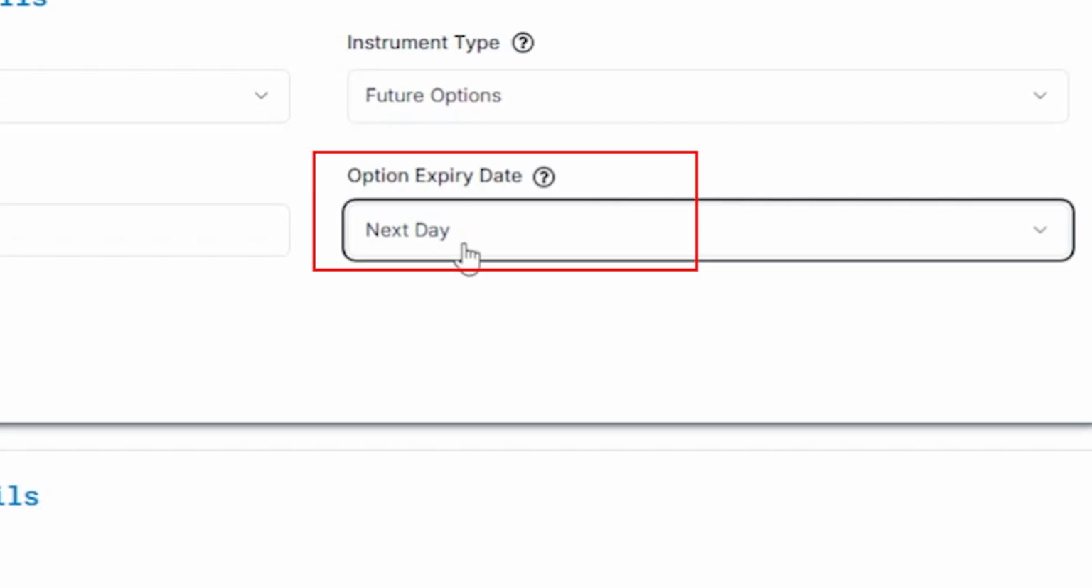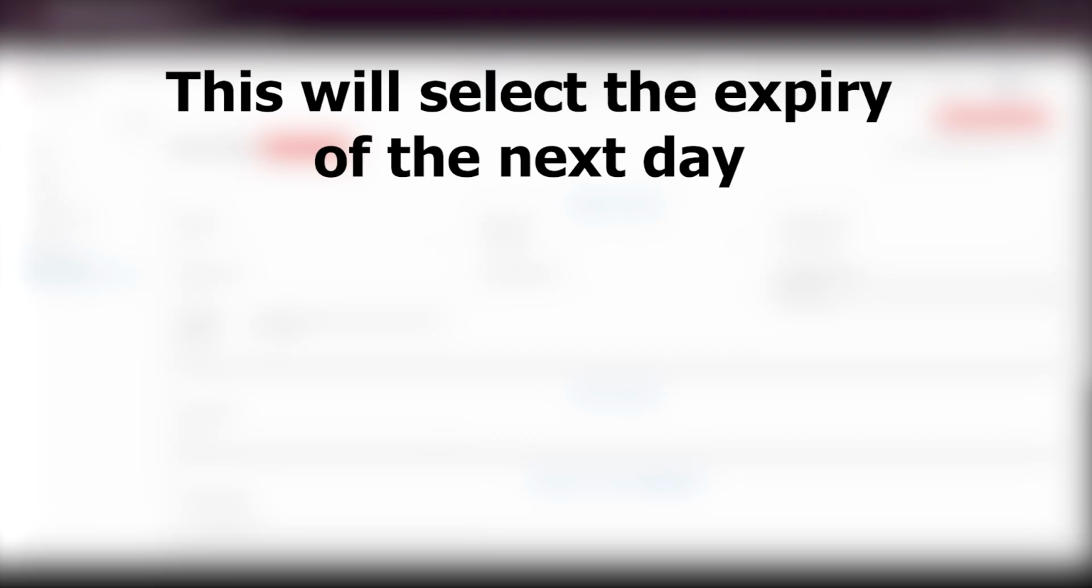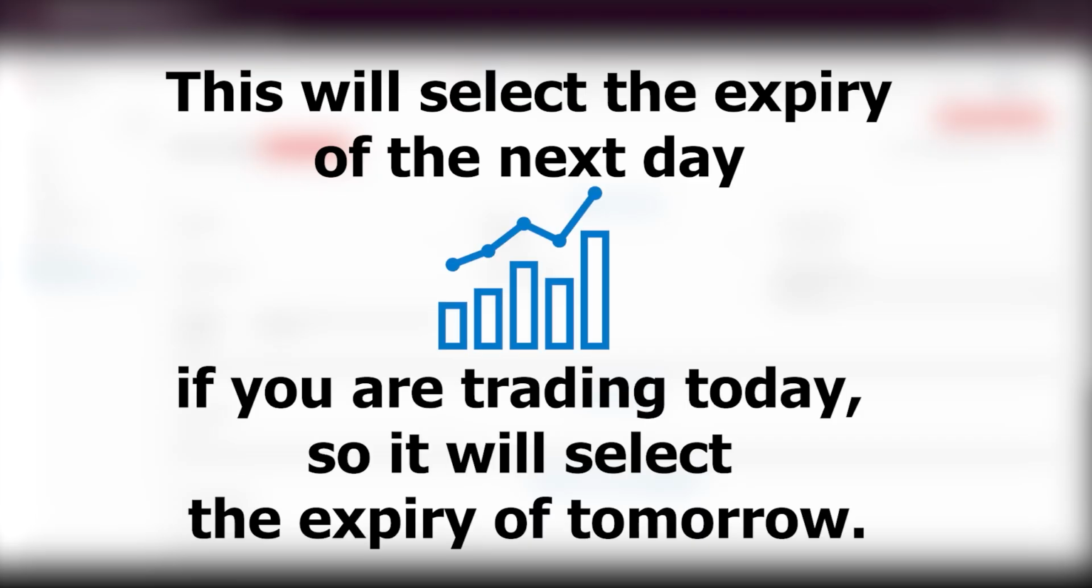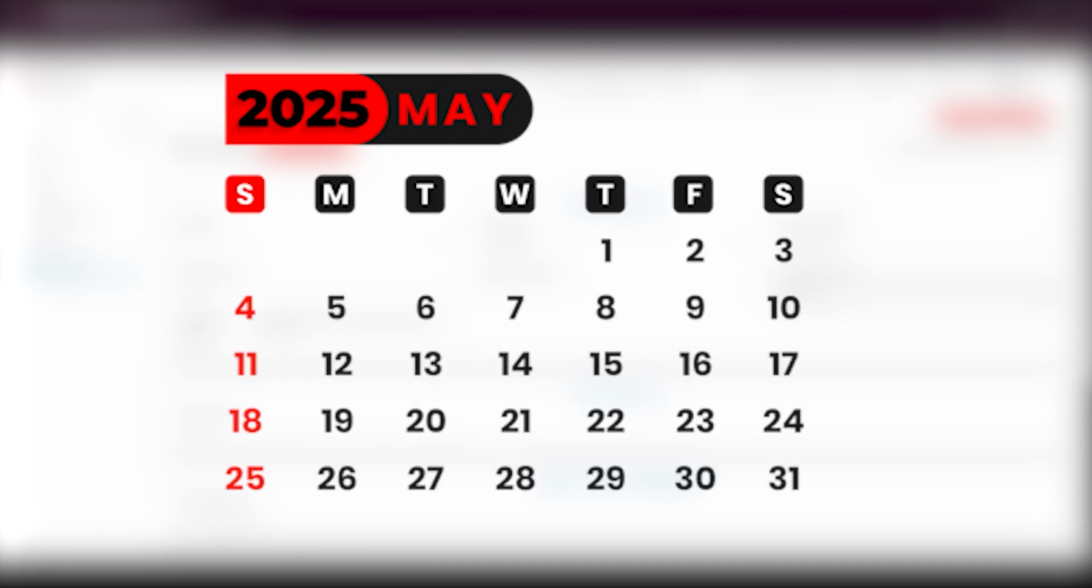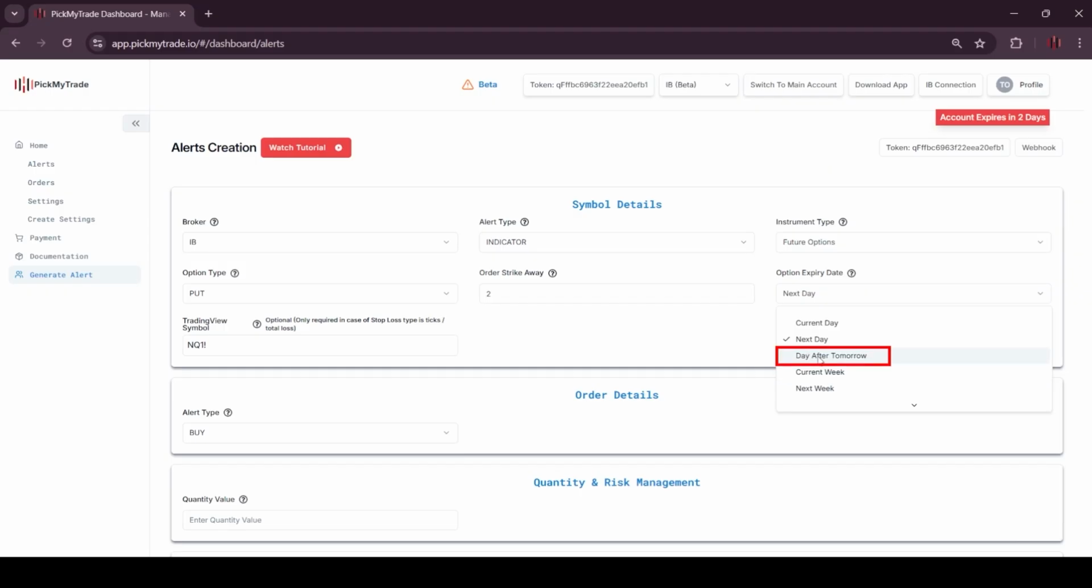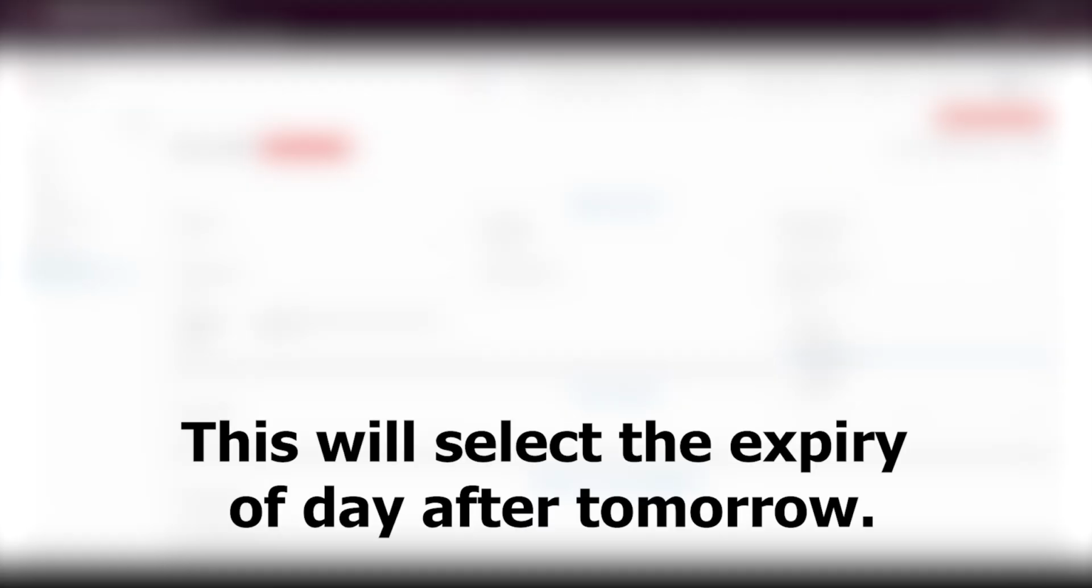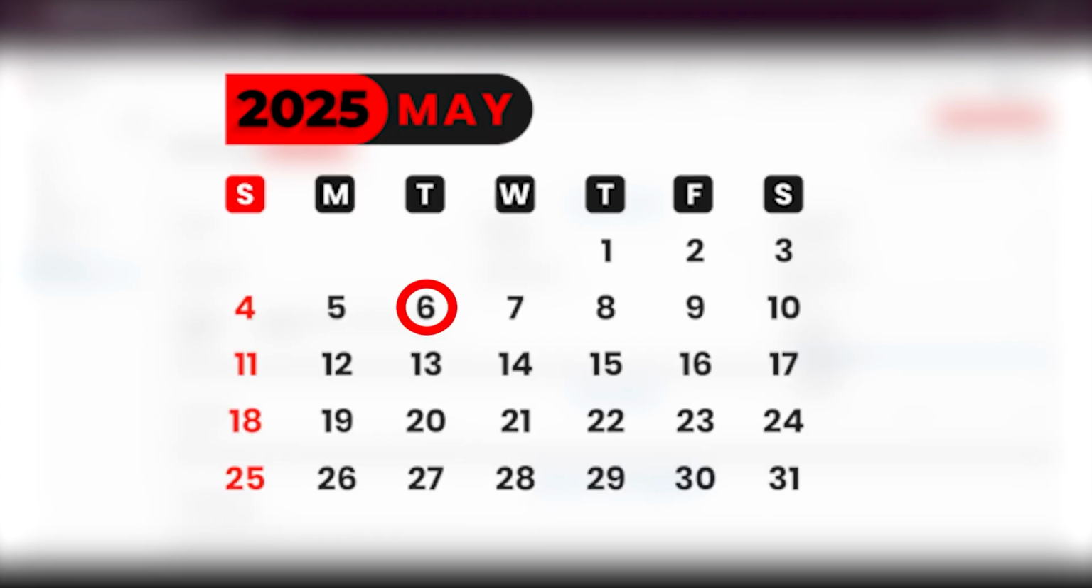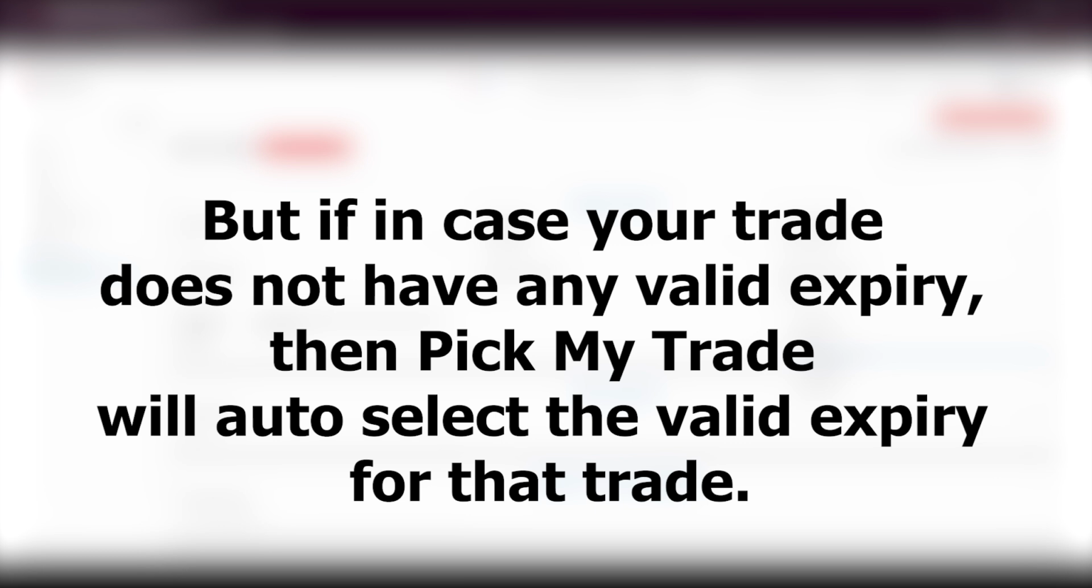Next one is next day. This will select the expiry of the next day. If you are trading today, it will select the expiry of tomorrow. Meaning, if today is May 1st, then the trade will be expiring tomorrow on May 2nd. It will be helpful for overnight trades. Now we have the option of the day after tomorrow. This will select the expiry of the day after tomorrow. It means if you are trading today, which is the 6th of May, then the expiry will be on the 8th of May. But in case your trade does not have any valid expiry, then PickMyTrade will auto-select the valid expiry for that trade.